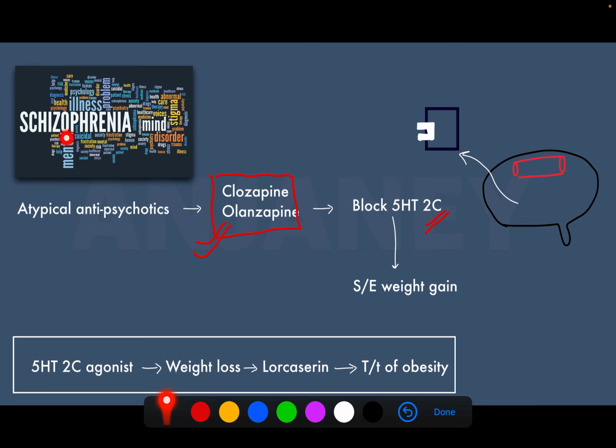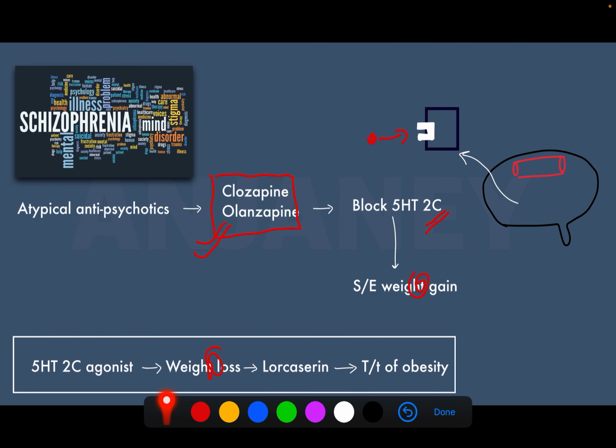So he is relieved from schizophrenia, but our patient is becoming fat. The schizophrenia patient became fat because these drugs block this. Now if I have a drug which is not a blocker but an agonist, then it will do the opposite of this, right? So it will promote weight loss. So for weight loss we have a 2C agonist, which is lorcaserin, which is given in the treatment of obesity.